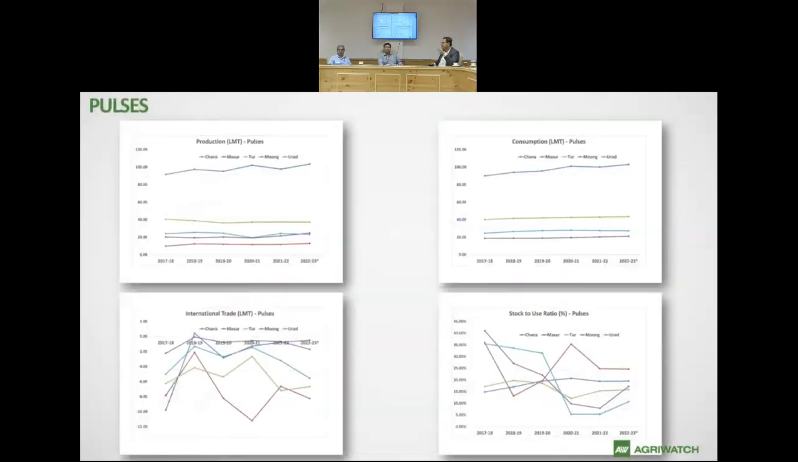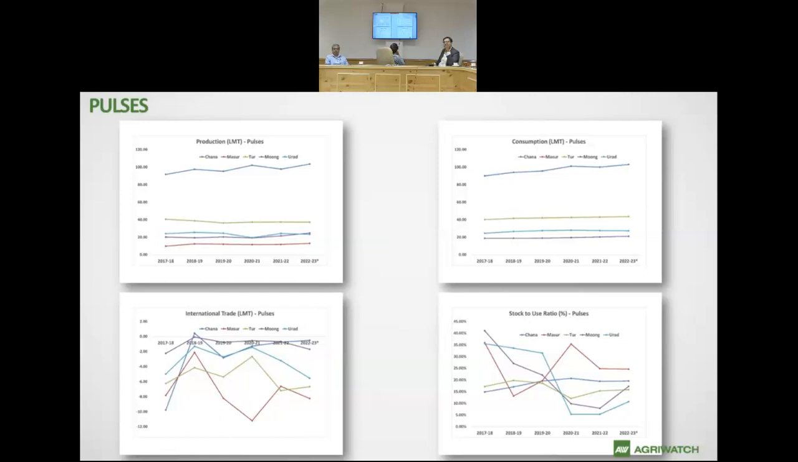AgriWatch is a pioneer in creating what we call balance sheets. So for all the commodities we track, we go to the depth on the production side, consumption side, then the trade side, as well as the stock to use ratio. And this chart will give you what should be the policy direction we should be taking.